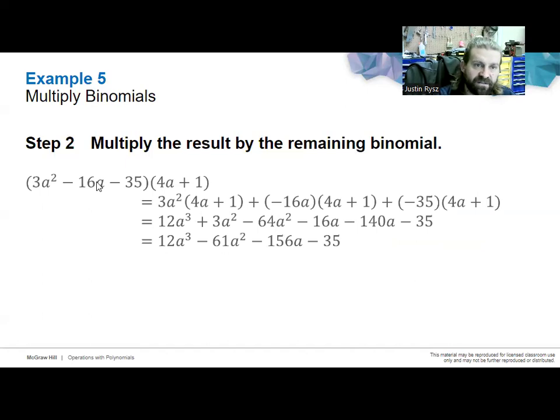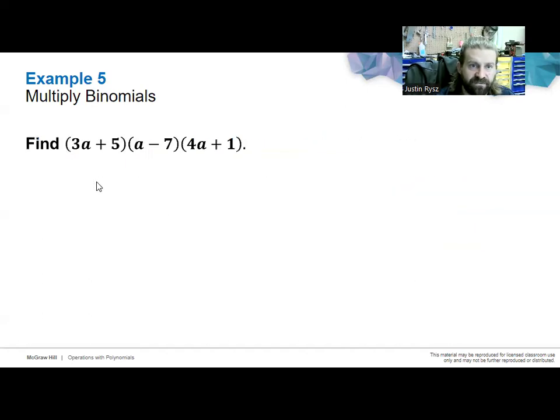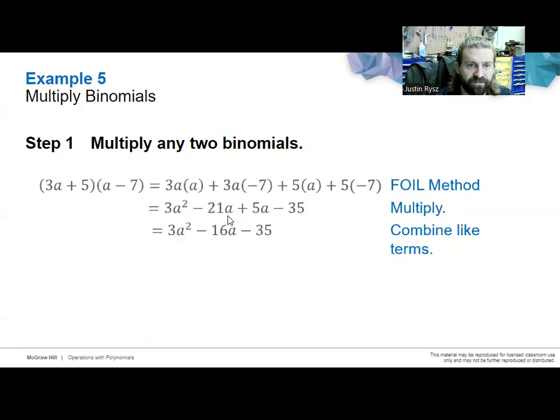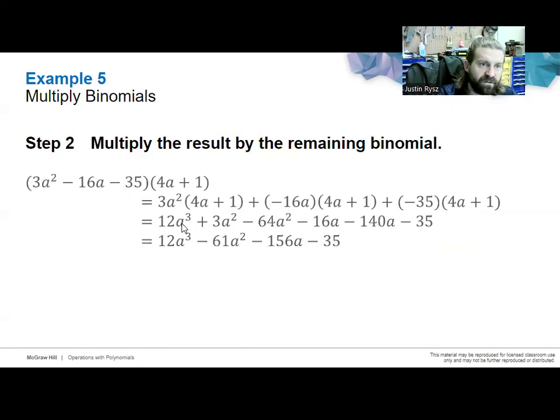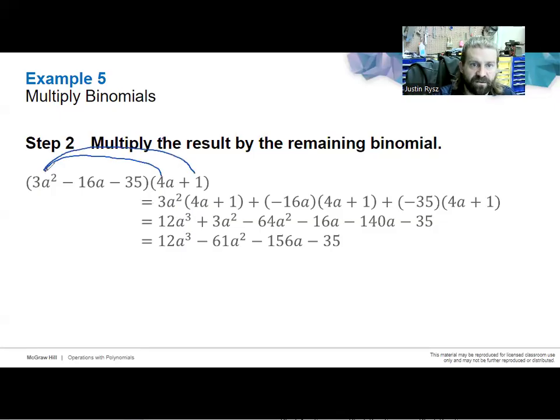We're then going to take that answer and multiply it by the last set, which if you remember is 4a plus 1. So we have to distribute. We're going to distribute the 3a squared to the 4a and to the 1. We'll distribute the -16a to the 4a and to the 1, and then the -35 to the 4a and the 1. So remember, we have to distribute each part to the parts on the other side. We end up getting multiple terms here that we will look to combine.